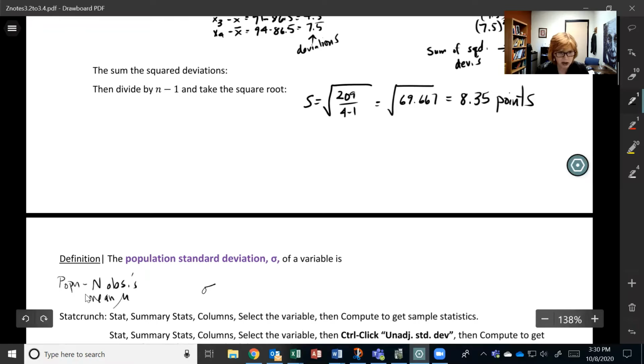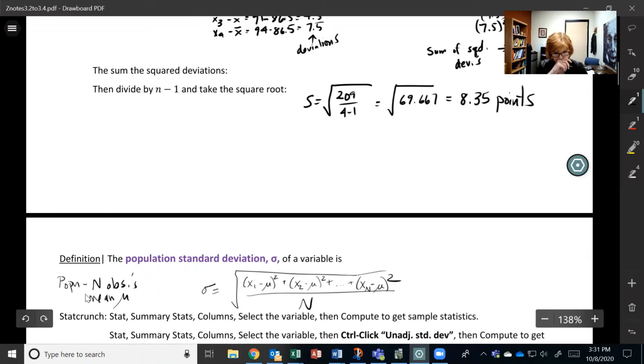So sigma is going to be the square root. All right, so my deviations: I'm going to have x1 minus mu and square it, and then plus x2 minus mu and square it, all the way up till we get to the last value, which is x capital N minus mu, squared. And we divide by capital N.